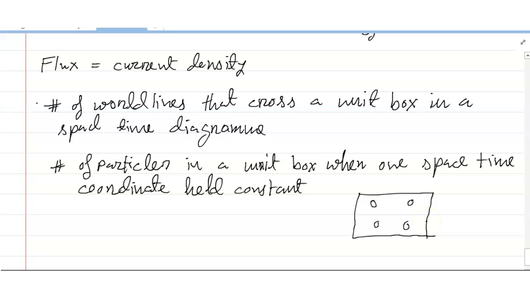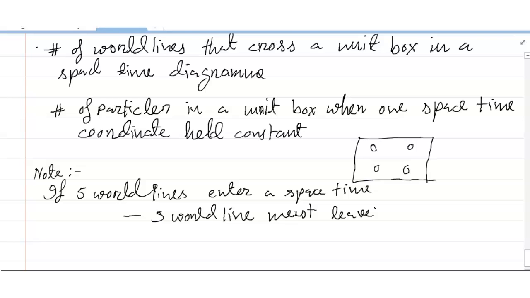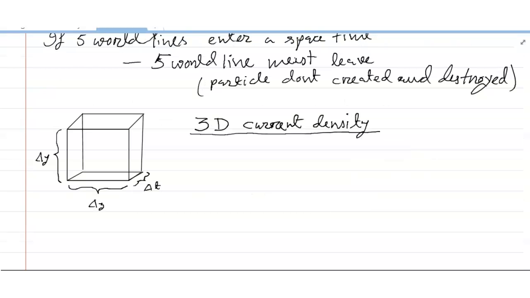If 5 world lines enter a space-time box, the 5 world lines must leave. This is because particles aren't created or destroyed. Let's start to discuss 3D current density.